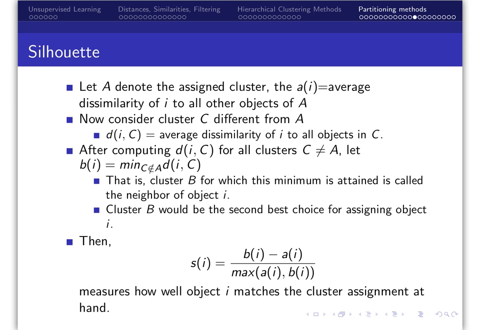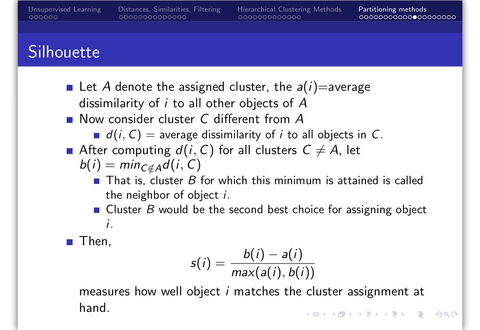Silhouette is a composite index reflecting the compactness and separation of clusters and can be applied to different distance metrics. Let A denote the assigned cluster for observation i. Then a(i) is the average dissimilarity of object i to all other objects in its assigned cluster A. Assume that A is not a singleton. Now consider cluster C, different from cluster A. d(i, C) is the average dissimilarity of object i to all objects in C.